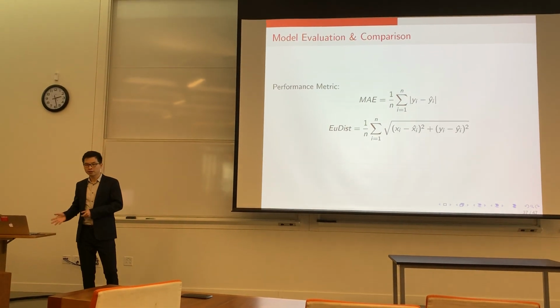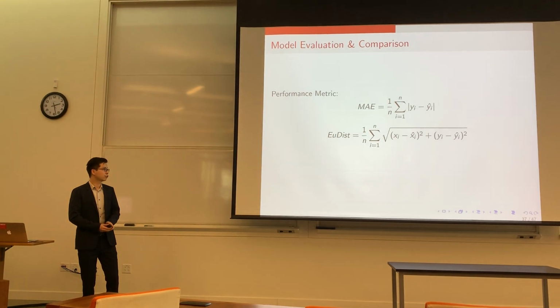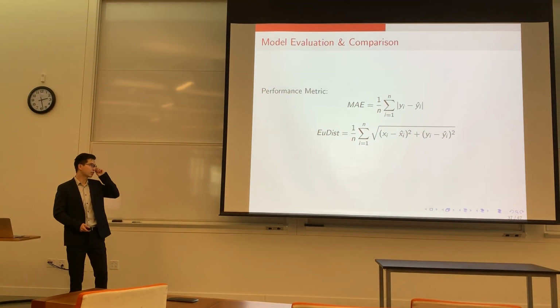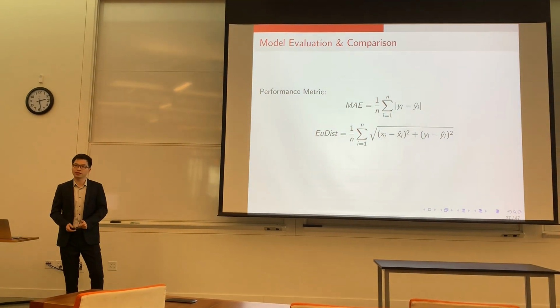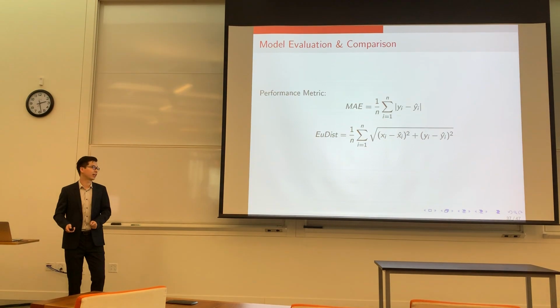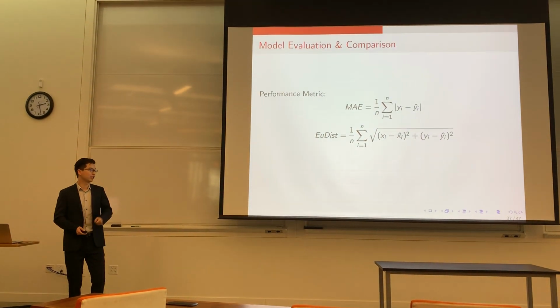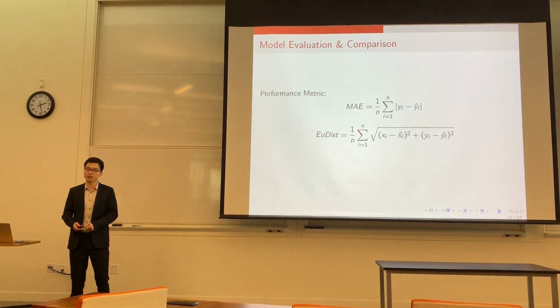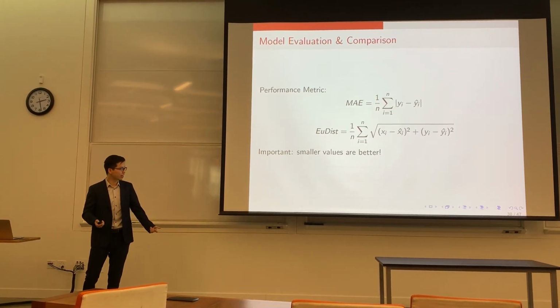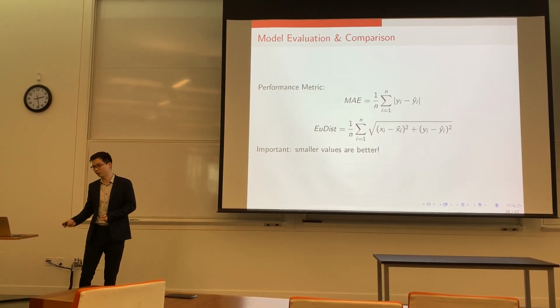After I built my model, I used 2 performance metrics to assess its performance. As you can see, the first metric is called mean absolute error, which is the average absolute distance between the predicted value and the actual value. And UDist here is simply the average Euclidean distance between the predicted coordinate and the actual coordinate. One important thing to keep in mind is that smaller values are better.